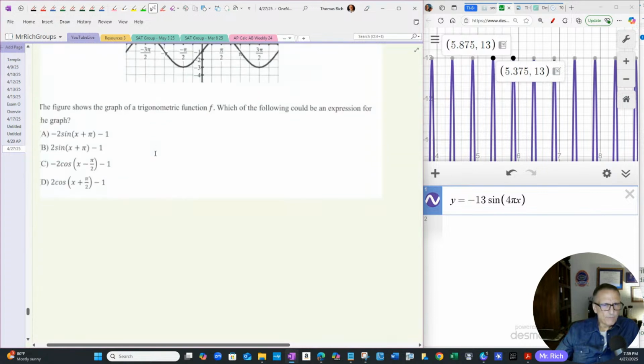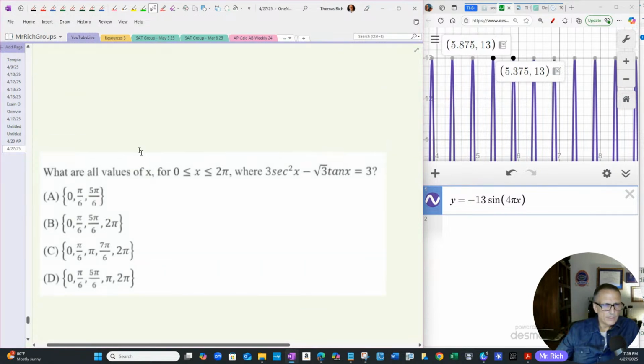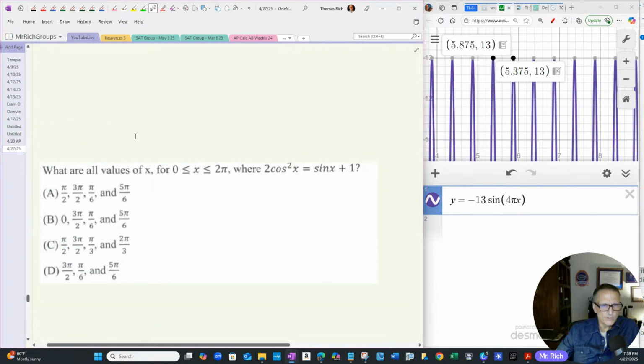Well, we've got time for one more. Let's see. I think we should do a trig equation. Yeah, let's go ahead and solve this one. This wants me to solve for all values of x between 0 and 2 pi. And what I'm going to do here is a Pythagorean substitution. For cosine squared, I am going to put 1 minus sine squared x, equals sine x plus 1.